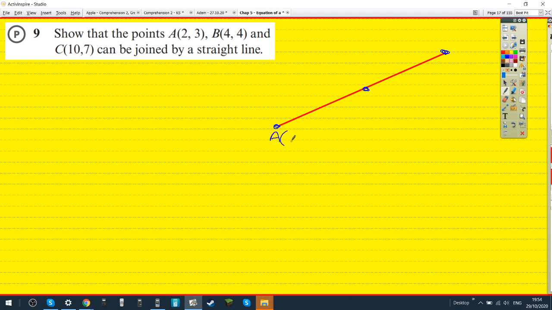There's a special technique for this one. So that's 2, 3. That's 4, 4. And that's 10, 7. Show that they can be joined by the same straight line. So they told me it can, but we have to prove it. How do we go about proving it?